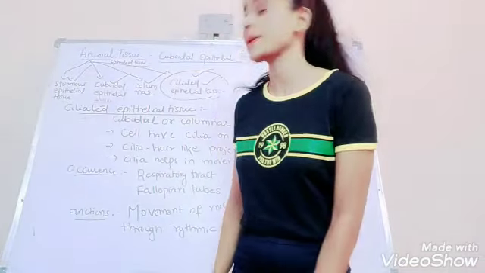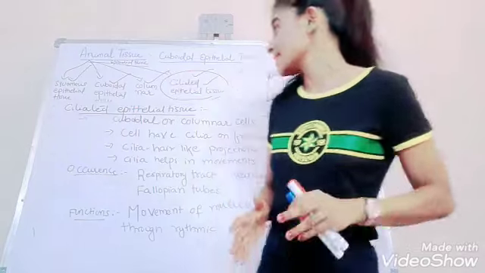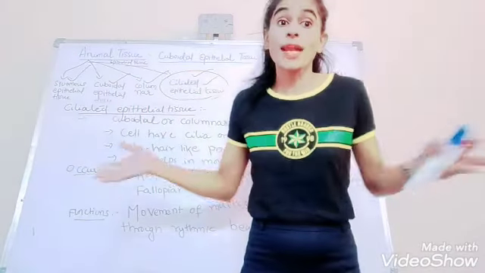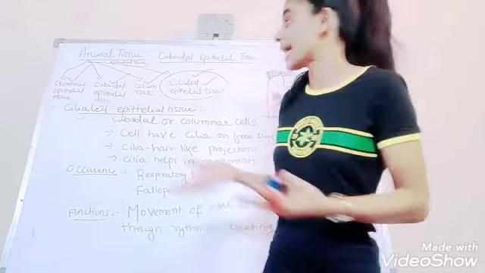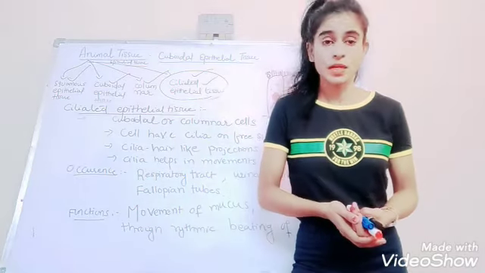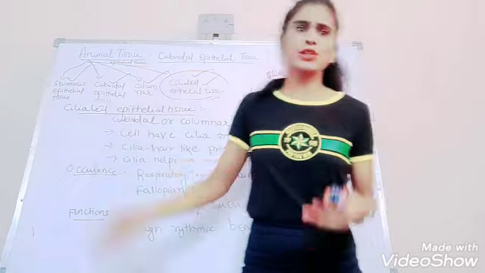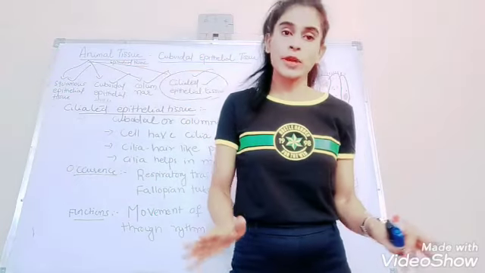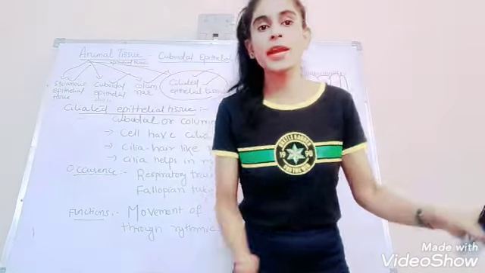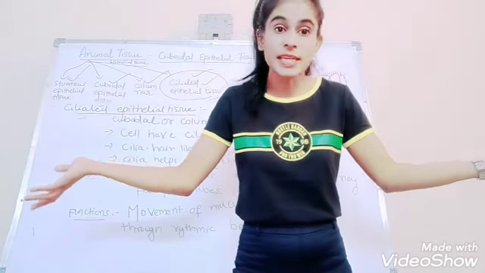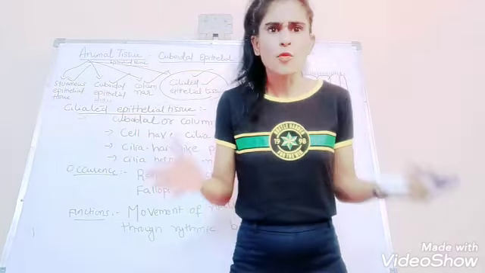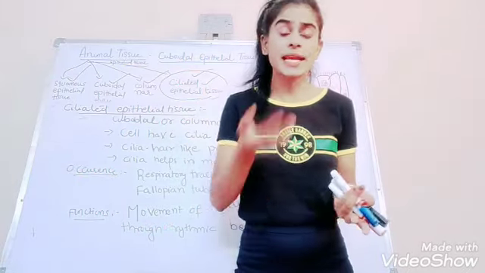So now let's see the last type of epithelial tissue, that is ciliated epithelial tissue. What is it? Where is it present? What is its function? Yes, epithelial tissue. Now we are clear about epithelial tissue. N number of times I am saying epithelial tissue, and its function is nothing but giving protection. But what is this ciliated epithelial tissue?